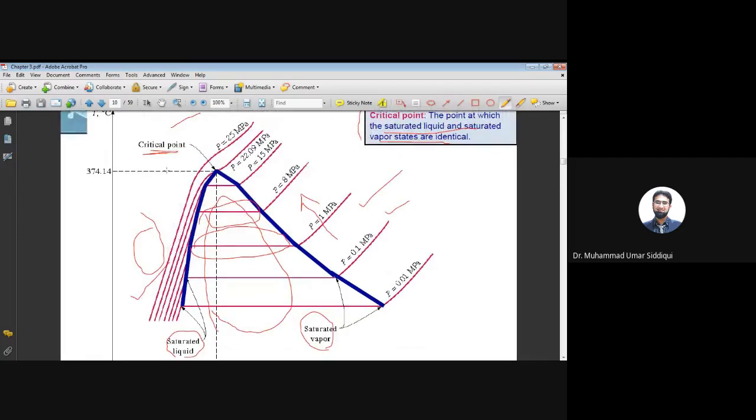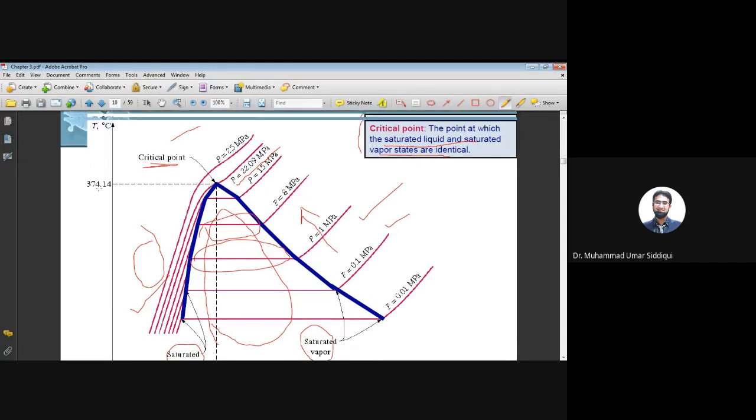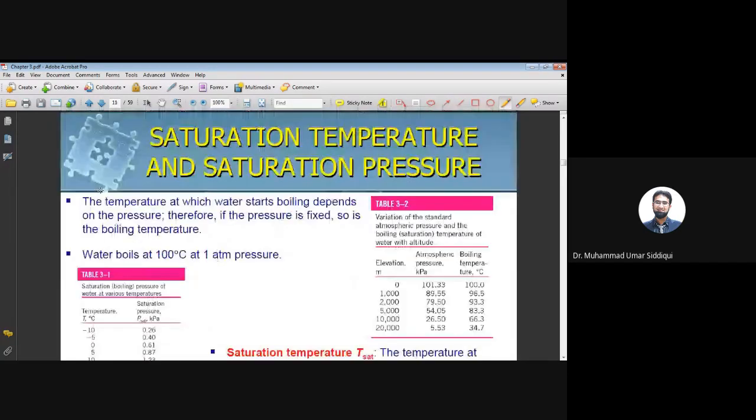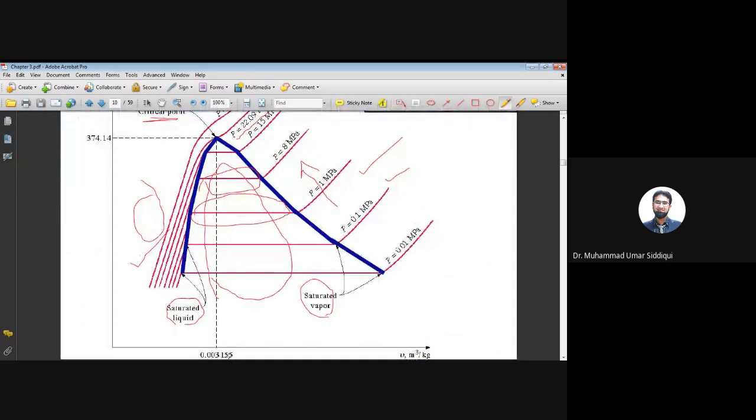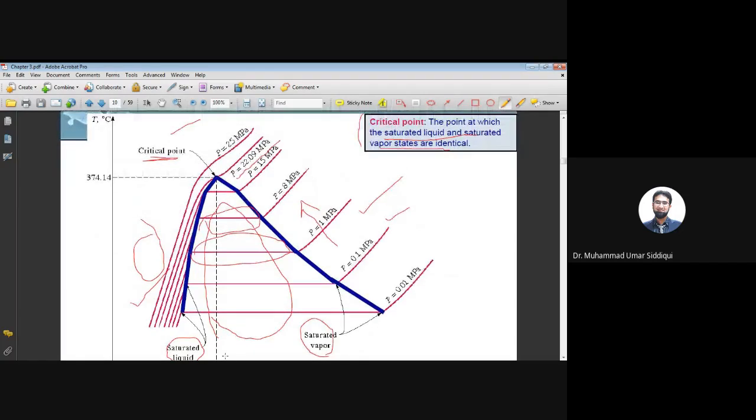Okay, the critical point for water is a specific point, and you have a specific pressure and a specific temperature for this. The critical point for water has a pressure of 22.09 megapascal and a temperature of 374.14 degrees centigrade. And the specific volume of water at that point will be 0.003155. Okay, so what I have shown you is the TV diagram for different pressures for water. Based on the dome, you can judge which is the superheated vapor region, where is the compressed liquid region, and where is the saturated liquid vapor mixture region.